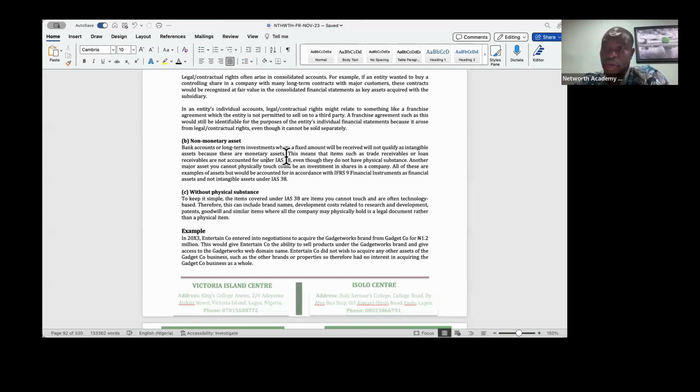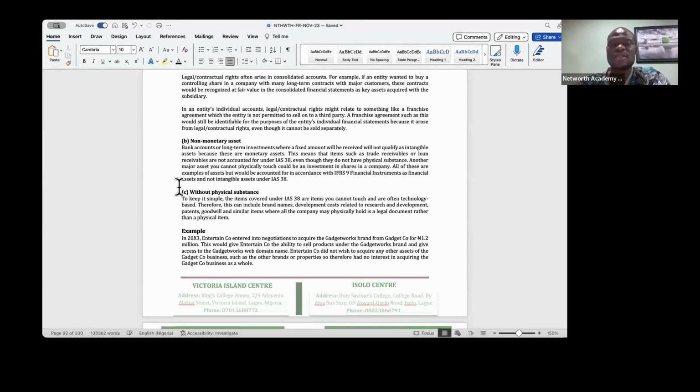An intangible asset must be non-monetary in the sense that the amount you would get should vary. It should be variable. It should depend on how well you use that item. It should depend on how well you're able to convert it to benefit. That's a more monetary asset. So an intangible asset must be a non-monetary asset.